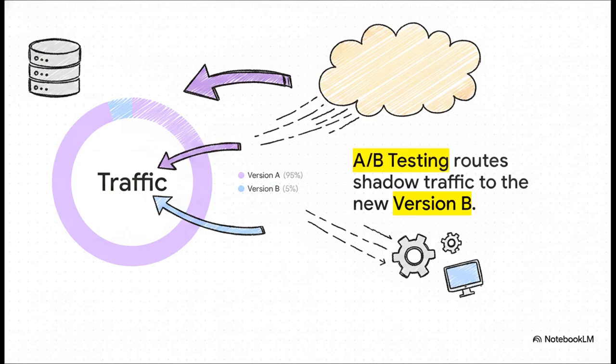You don't just swap out the prompt for everyone all at once. Instead, you route a small, statistically significant portion of live user traffic, maybe just 5%, to the new version, version B. The vast majority, that other 95%, safely remains on the stable production baseline, version A.